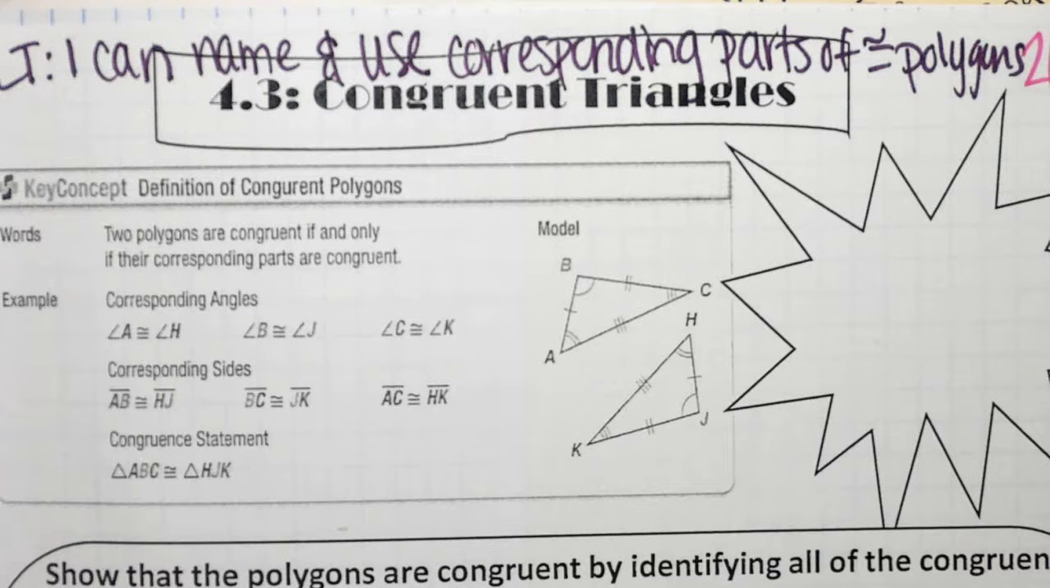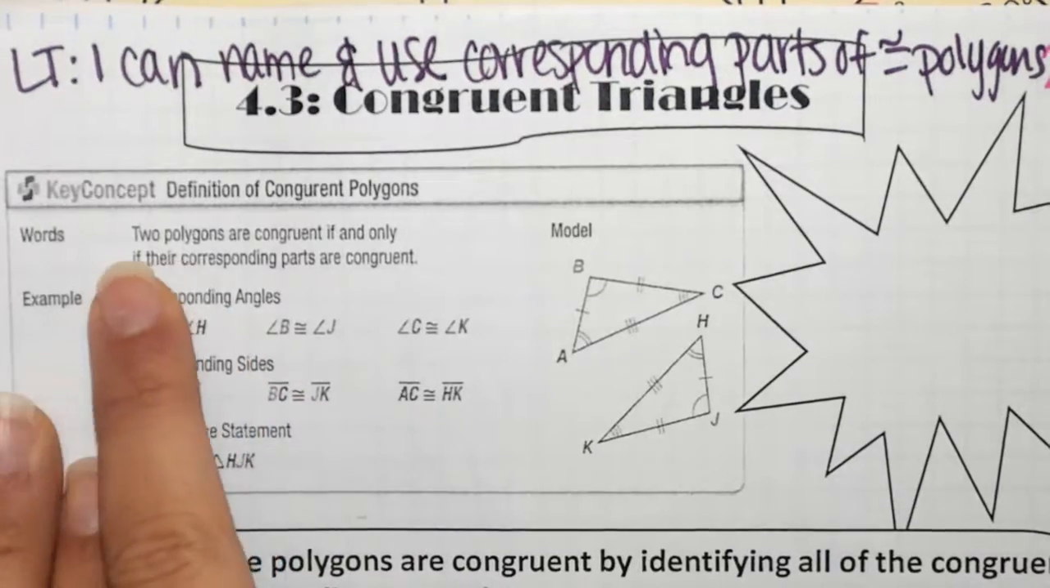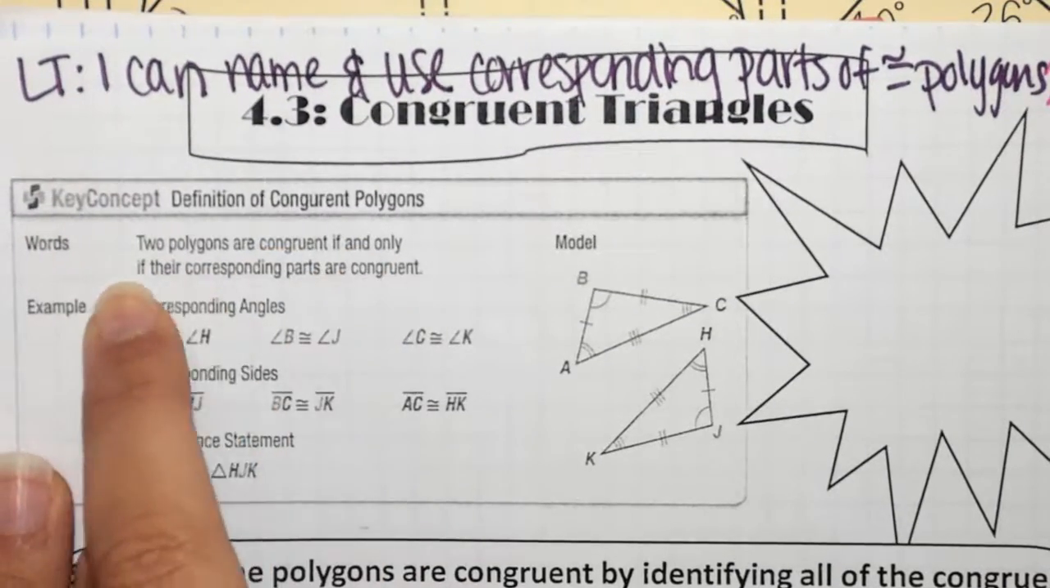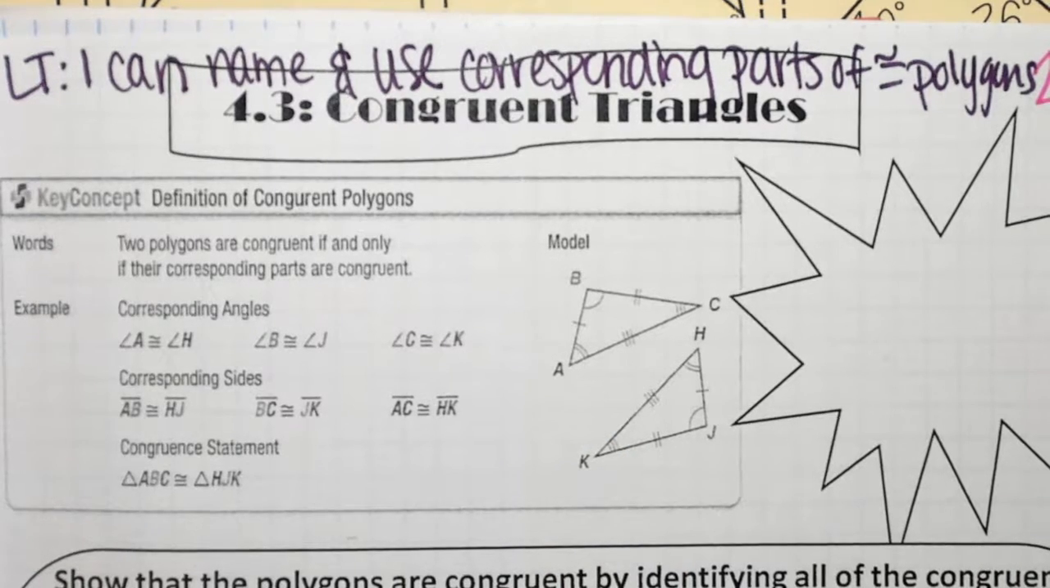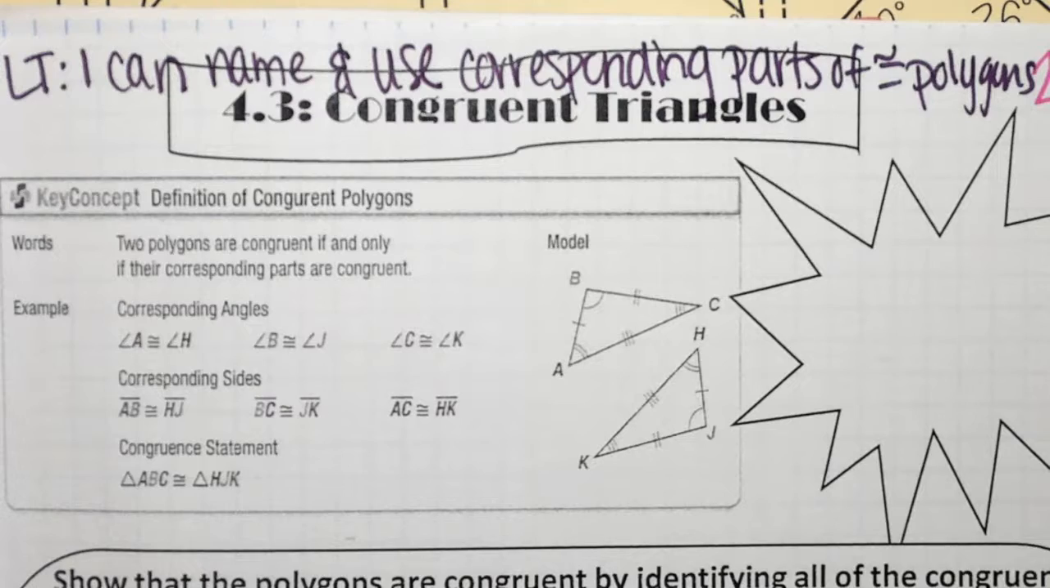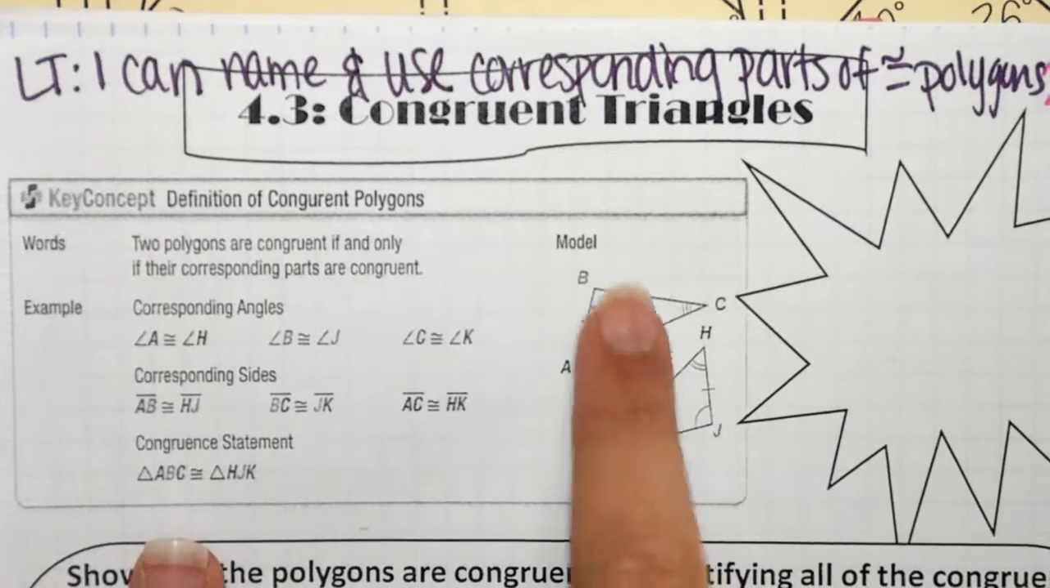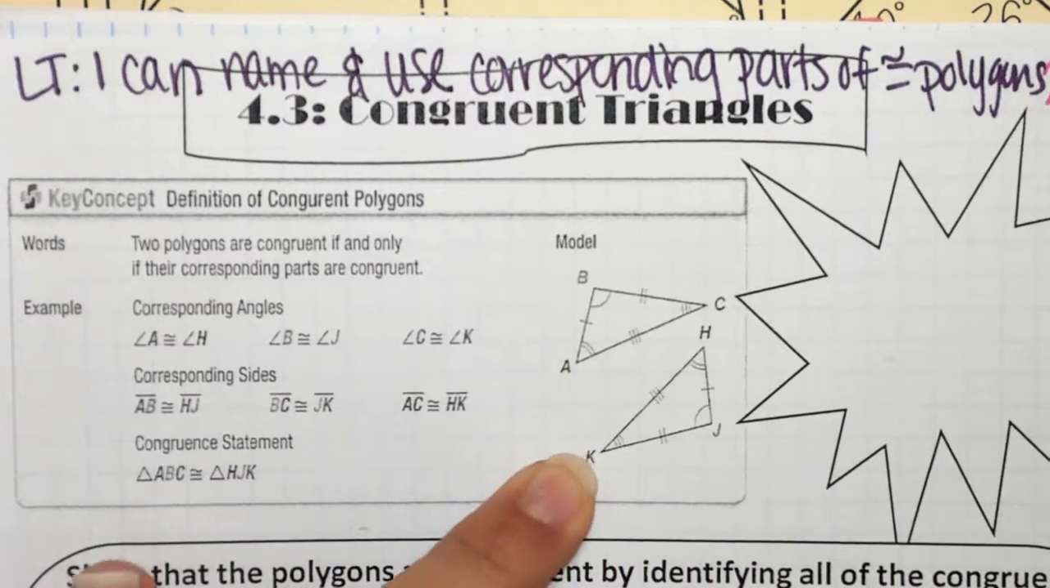This talks about the definition of congruent polygons. It says two polygons are congruent if and only if their corresponding parts are congruent. What does the word corresponding mean? Same position. Same position. Take a point, Slytherin. Same position. So let's look at this triangle that they gave us for reference.